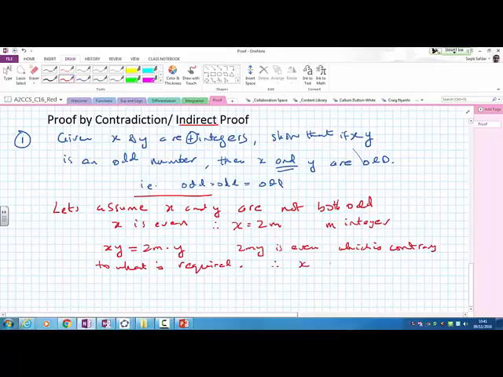Therefore, x can't be even, and for that reason, y can't be even, and xy, so if xy is to be odd.